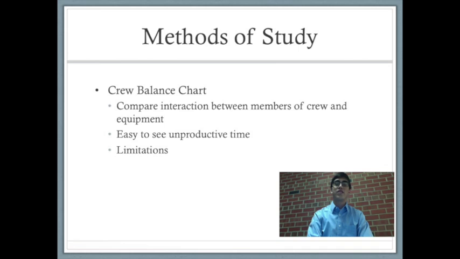The main limitation of the crew balance chart, however, is that it does not necessarily show the efficiency of each member while working, since being busy doesn't necessarily mean the best use of time and the best method. Work pace is also not reflected well in the diagram. Despite this, it is a useful tool in finding generally where time and resources are being wasted.